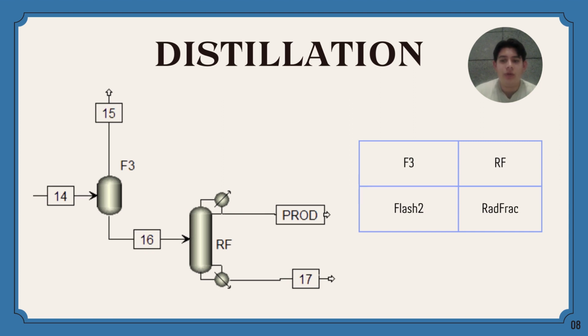The bottom stream from flash 3 then enters the RadFrac, which is used to further purify the compound by removing methane, ethane, propane, water, and hydrogen, finally achieving a methanol purity of 97%.